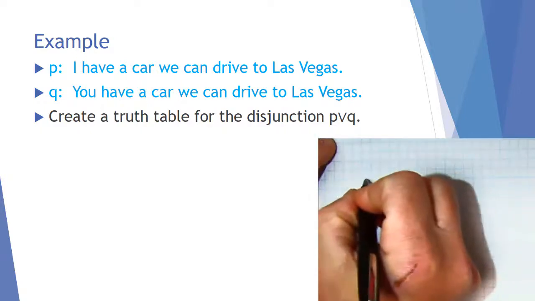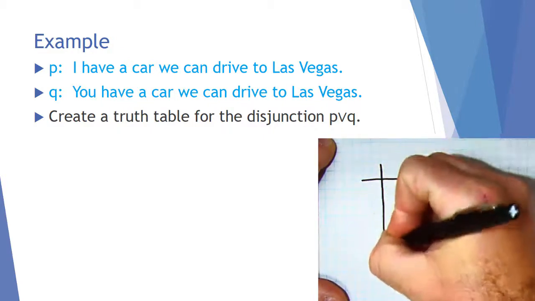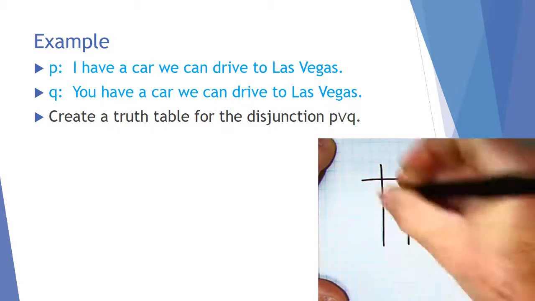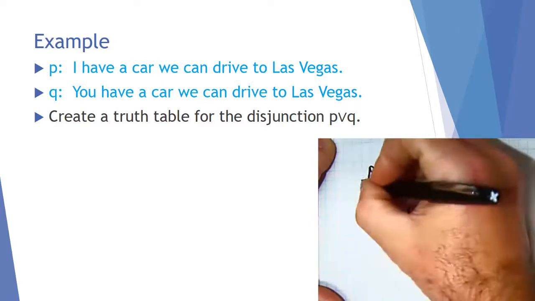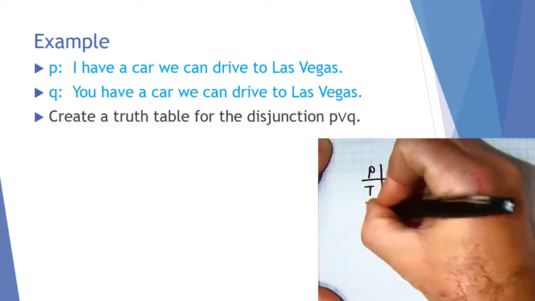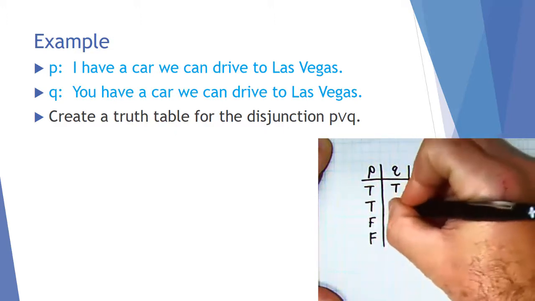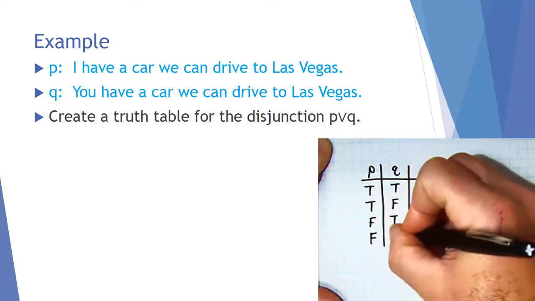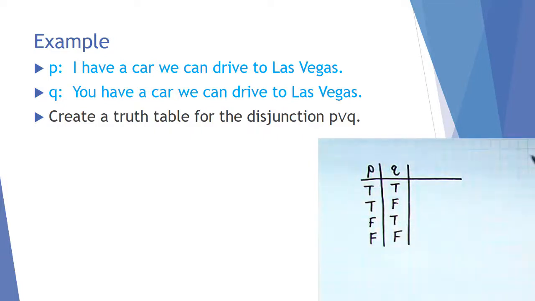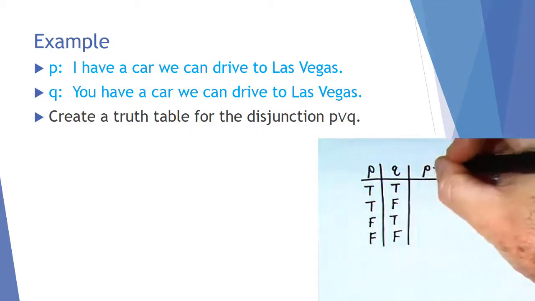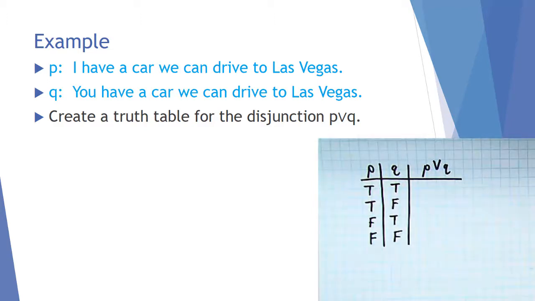So we'll start out the same way. We're going to make our table, and we need to have a P column and a Q column. And again, we're going to list all four combinations here where P will be true, true, false, false, and Q will be true, false, true, false. And that gives us every combination: true, true, true, false, false, true, and false, false. Now the disjunction P or Q will be true as long as one statement or the other is true.